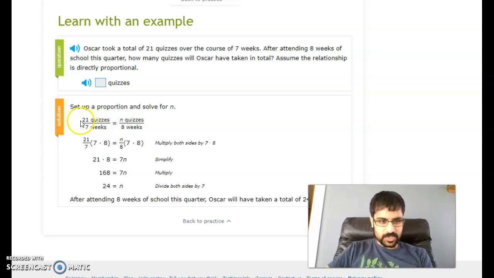but you can see that they set up the proportion, much as we've done on the skill that we did earlier this week, and you can check out the video from Wednesday if you are not sure how to do this. Set up each of these as ratios in the form of fractions: 21 quizzes over 7 weeks, and then an unknown number of quizzes over 8 weeks. Then you can see they're doing a bit of multiplication, 7 times 8, 7 times 8. This is a bit of our cross multiplication taking place here. Once they've simplified, they multiply, solve for n, and you've got your answer.